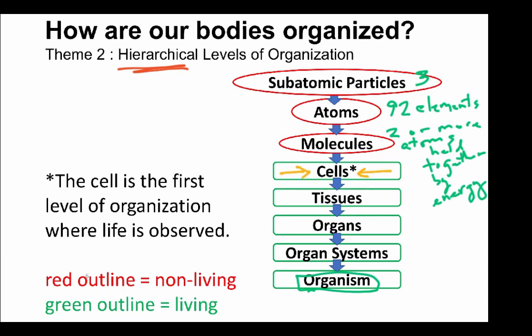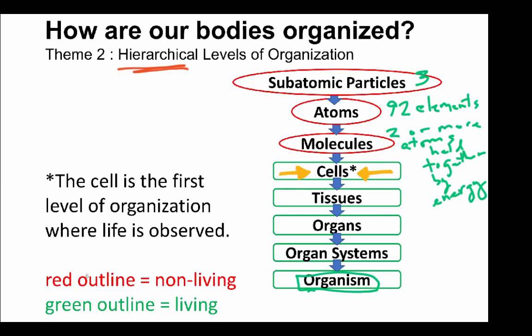Now, the cell is a really important level in this hierarchy because it's the first level of organization where we observe life. So that means a couple of things. First, it means that every single cell in your body, with the exception of the dead cells that make up the surface of our skin, they are alive in and of themselves. And scientists actually now know how to take some of those living cells out of the body and put them in a special dish and keep them warm, provide them with enough nutrients, enough moisture, and they will live for a certain period of time.